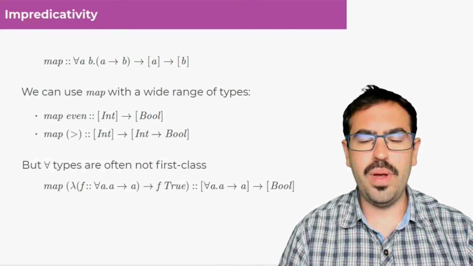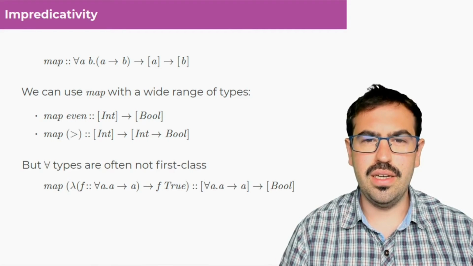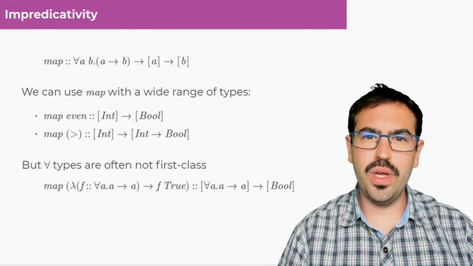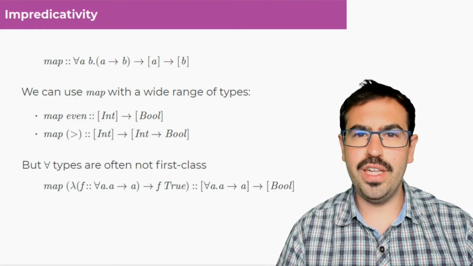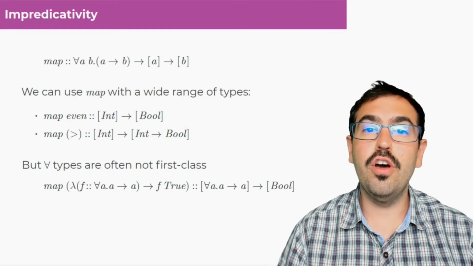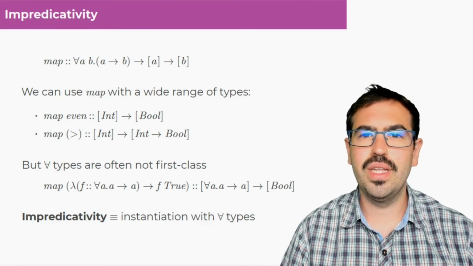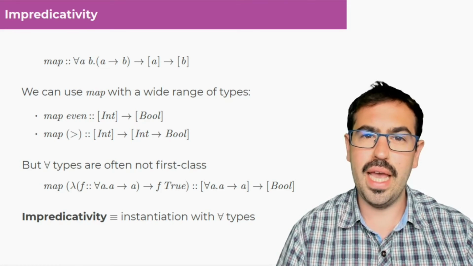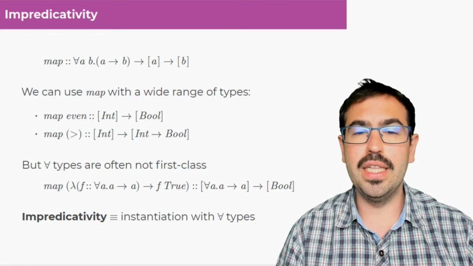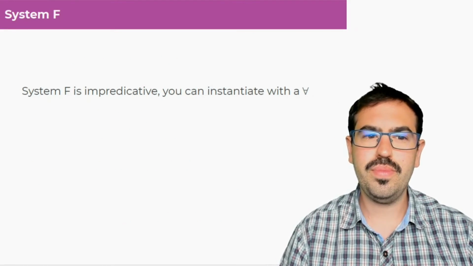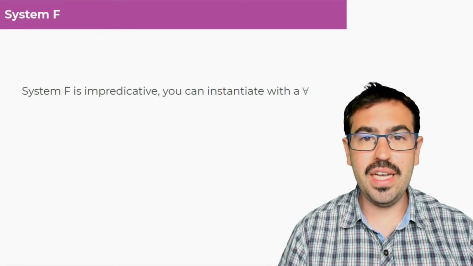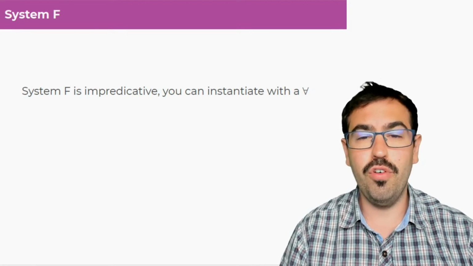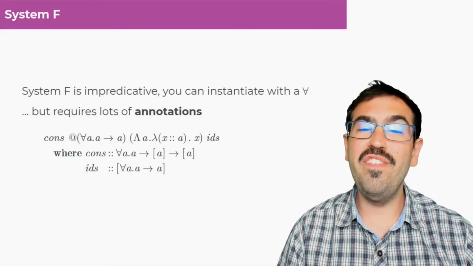But if now we want to use map with this function, which takes an argument which itself has a polymorphic type, in many cases we cannot really use this. Polymorphic types, those types having a forall, are often not first class in many programming languages. Impredicativity is exactly the feature that allows you to instantiate a type variable like a or b in map with a polymorphic type, a type which has a forall in front. System F, which is the basis for GHC Core, is itself impredicative. You can always instantiate with a forall type. But you have to be very explicit about it.